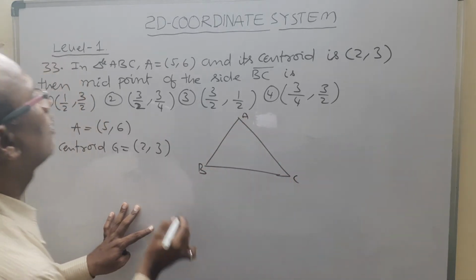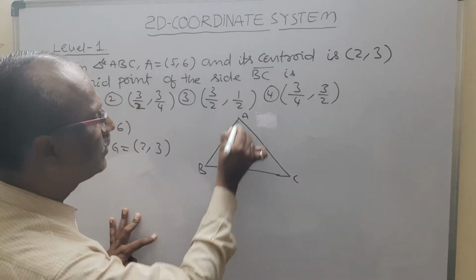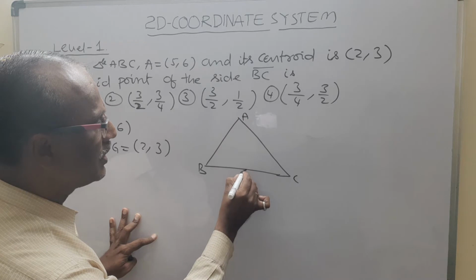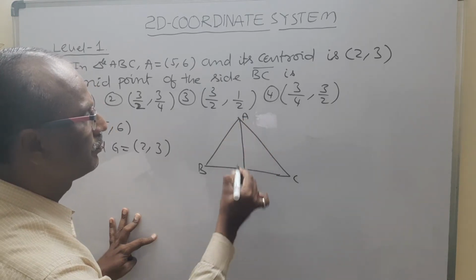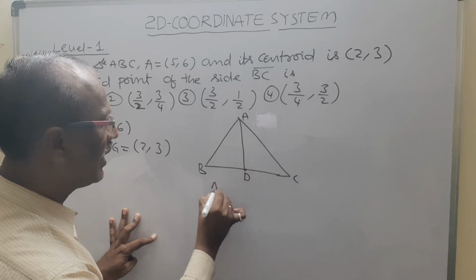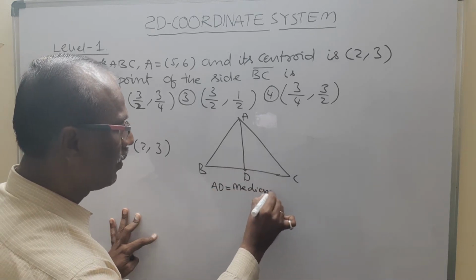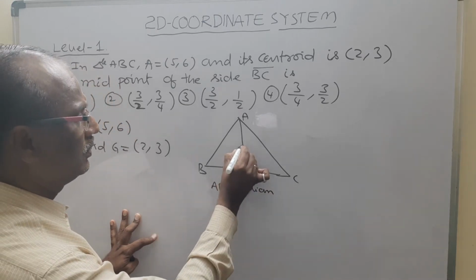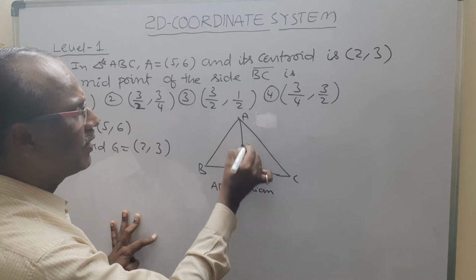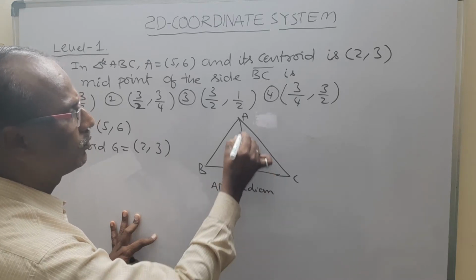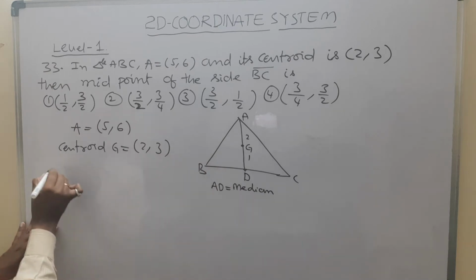In this question, to find the midpoint of the side BC, let it be D, the midpoint of side BC. Join AD, this is the median. Here AD is the median. This is the centroid G. The centroid G divides the median in the ratio 2:1, to find D's coordinates.